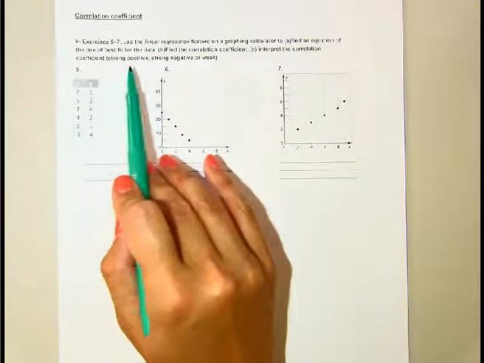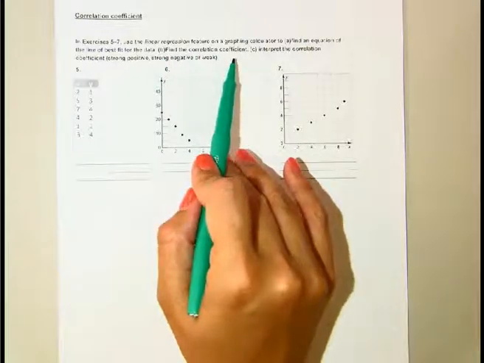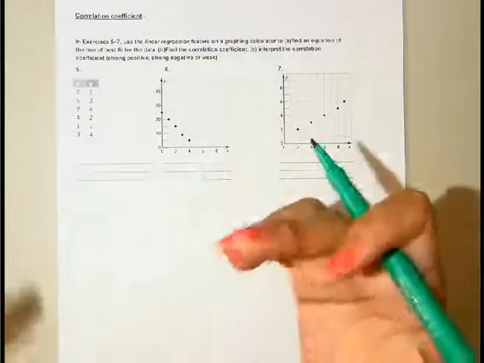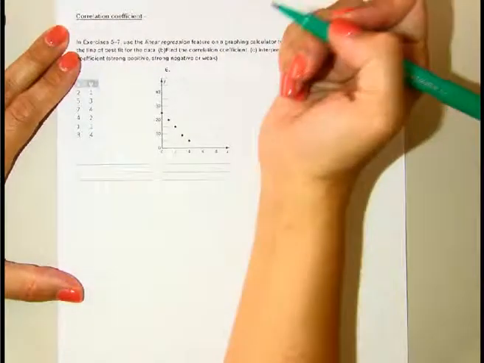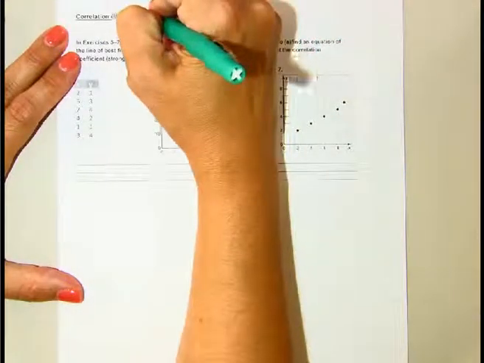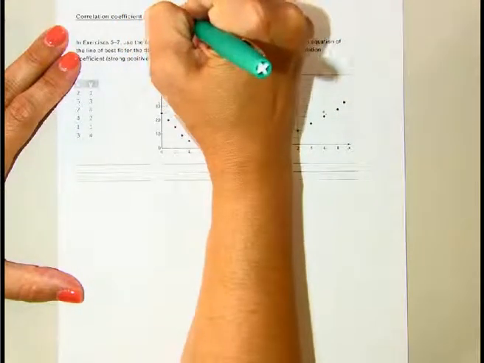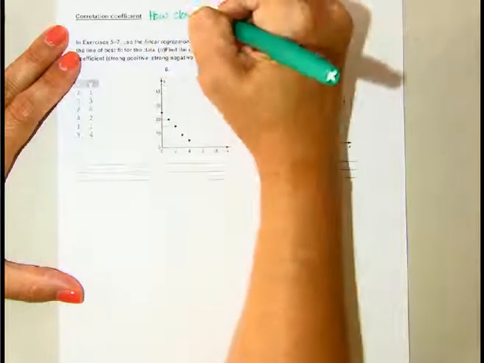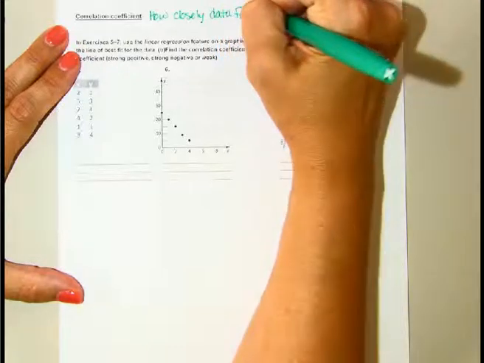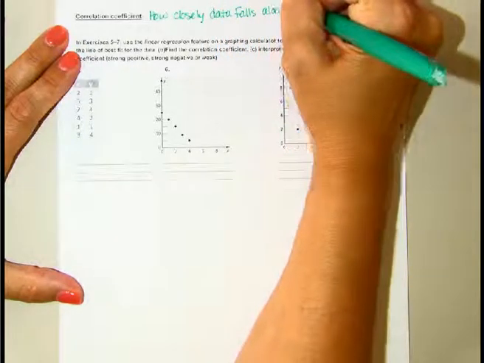line for the best fit and find the correlation coefficient and interpret the correlation coefficient as strong positive, strong negative, and weak. Well, I want to tell you what the correlation coefficient is first off, and that's when we do these, it's the R value. It is how closely the data falls to a straight line. So you might want to remember that. So it's how closely data falls along a straight line.